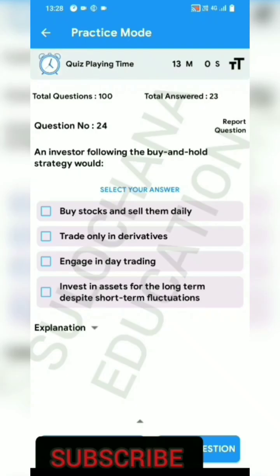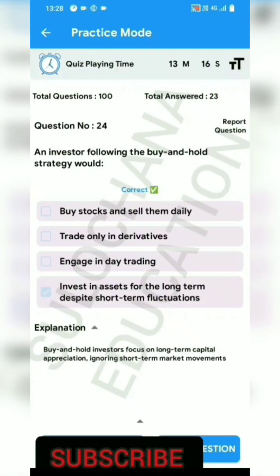An investor following the buy and hold strategy would? Options are A. Buy stocks and sell them daily, B. Trade only in derivatives, C. Engage in day trading, D. Invest in assets for the long term despite short term fluctuations. And the answer is D. Invest in assets for the long term despite short term fluctuations.